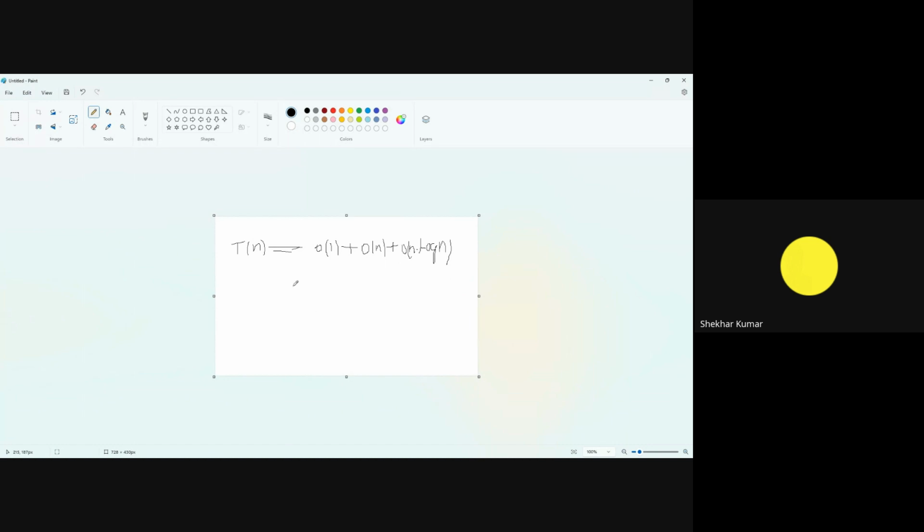So the total complexity of this knapsack problem will be order of n log n, because in an algorithm we take the maximum of all these things, and the maximum is order of n log n. So the complexity of the knapsack problem will be order of n log n. Okay, that should be order of n log n.